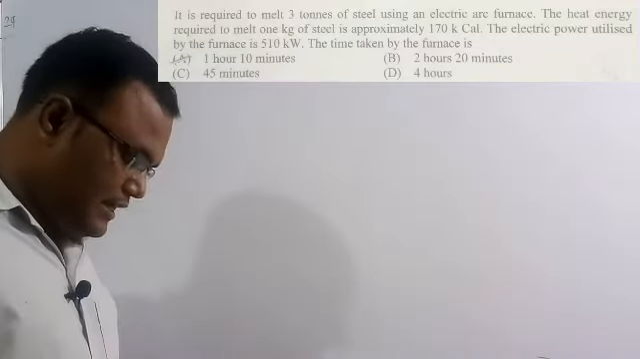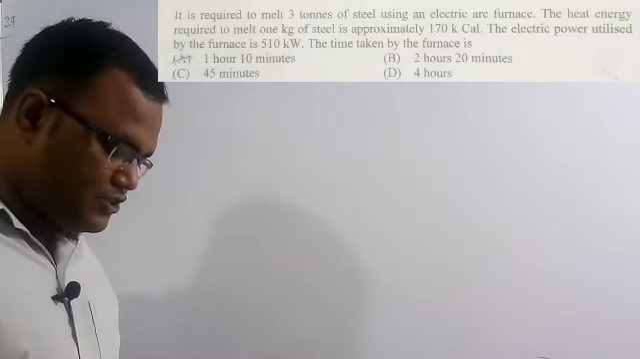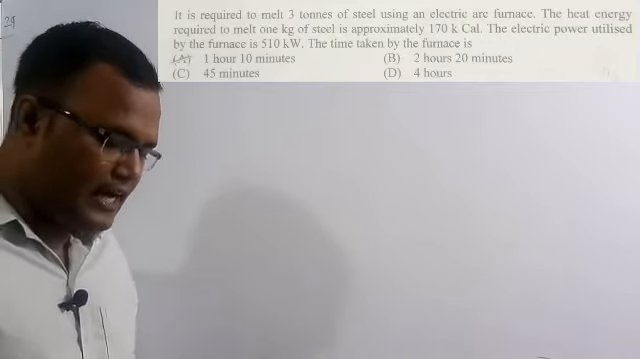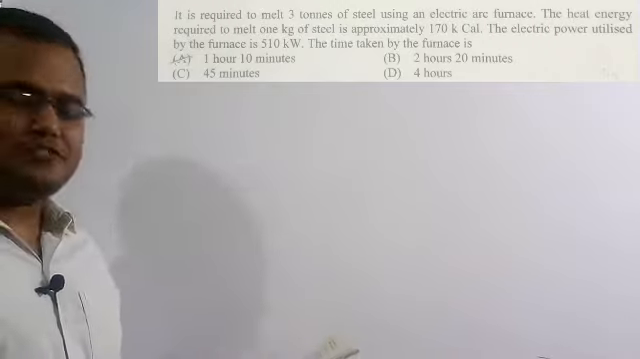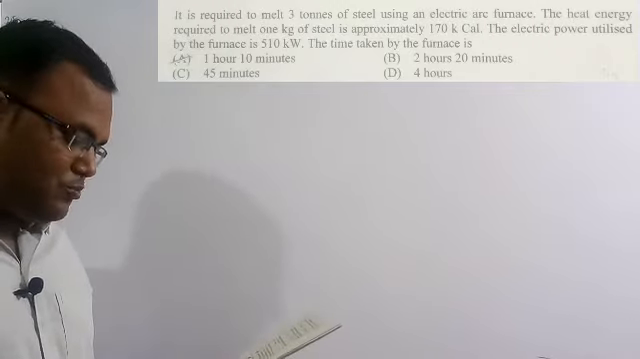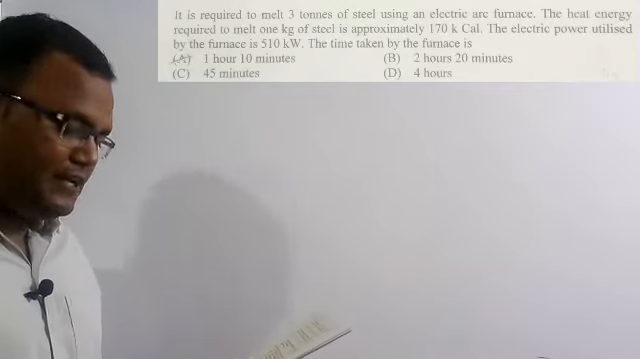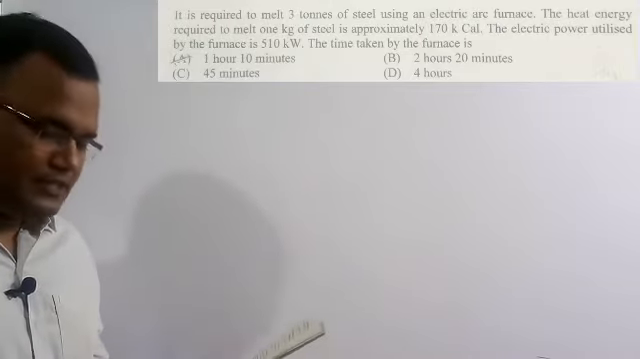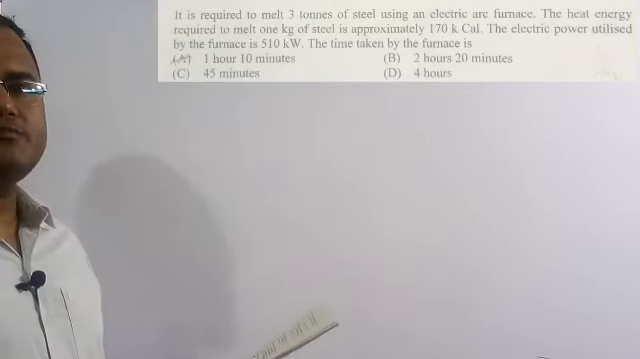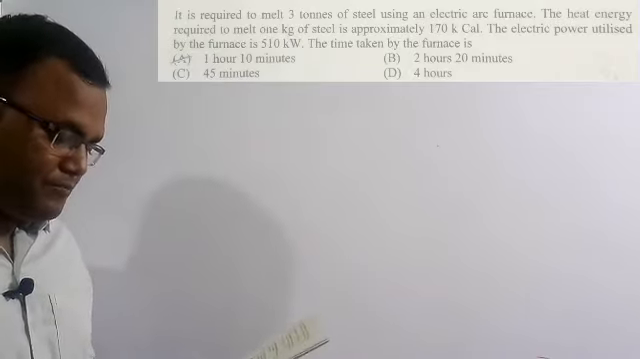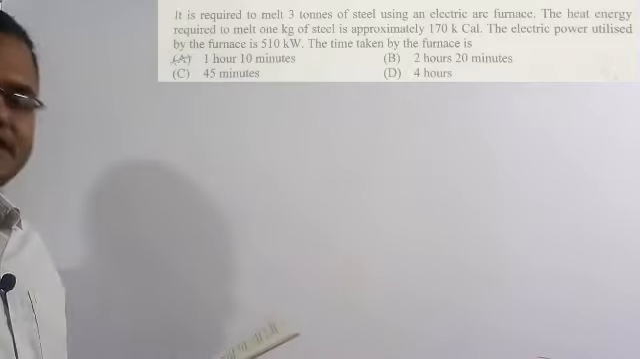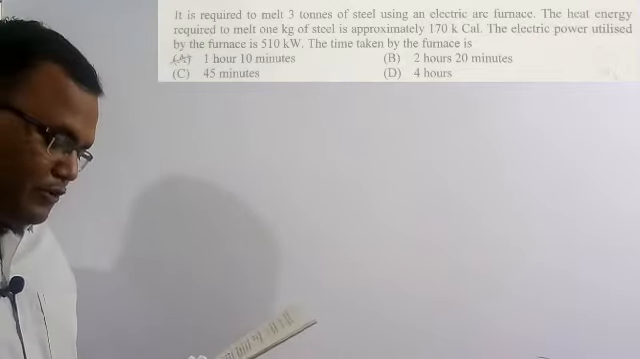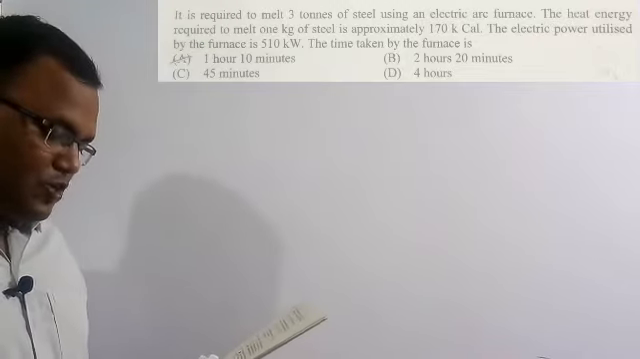So now we are going to solve the 29th question. See the question here. It is required to melt 3 tons of steel using an electric arc furnace. The heat energy required to melt 1 kg of steel is approximately 170 kilocalories. Means for the heat energy which is required to melt 1 kg of steel, we need 170 kilocalories of heat energy. So the electric power utilized by the furnace is 510 kilowatt.